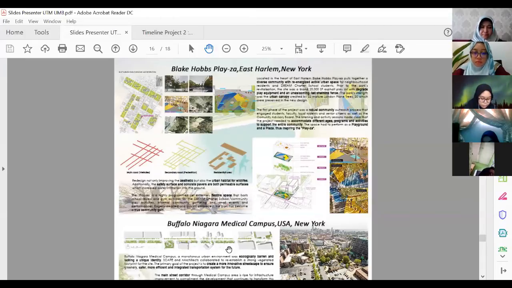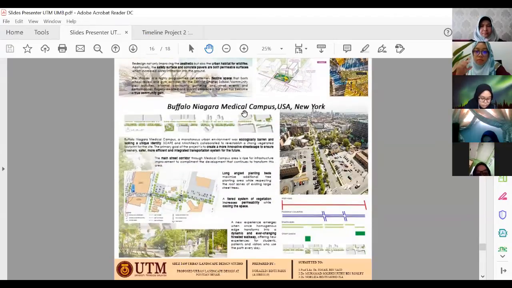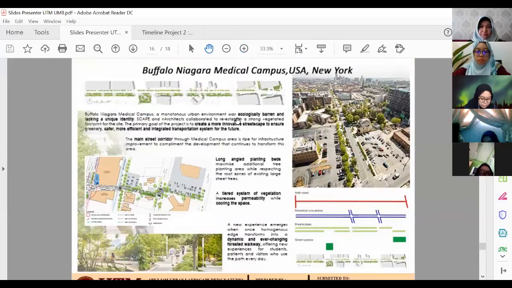So for the second precedent study, which is the Buffalo Niagara Medical Campus in the USA, the issue that I found in this precedent study is that it is ecologically barren and lacks a unique identity. So they try to turn this space into a more innovative streetscape, to ensure greenery, and a safer, more efficient and integrated transportation system for the future.